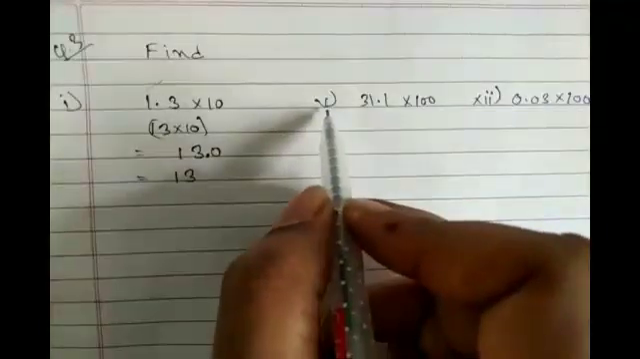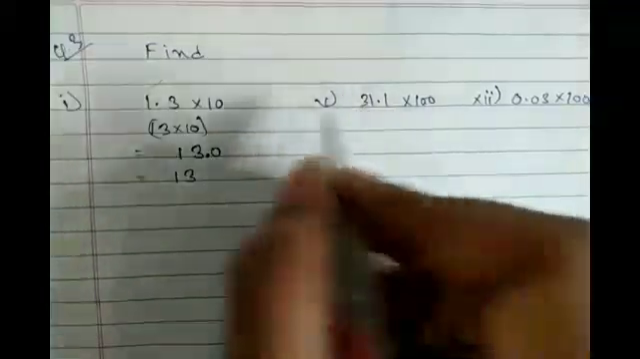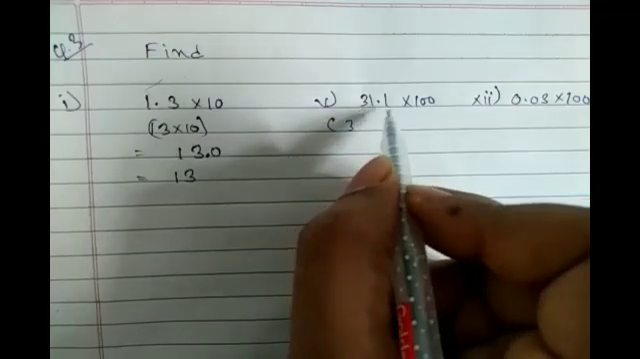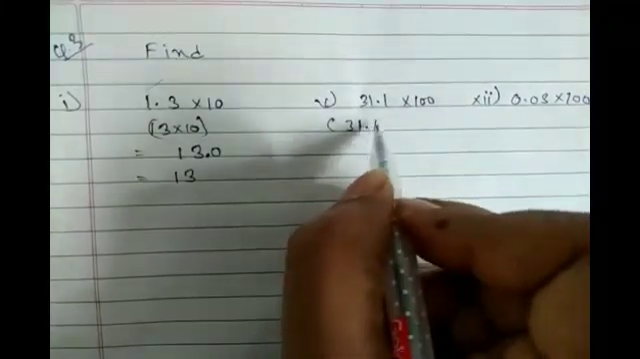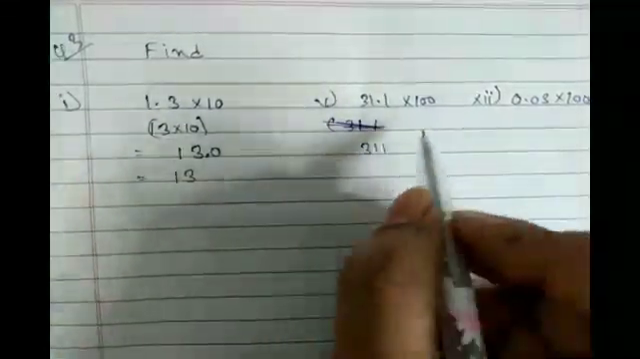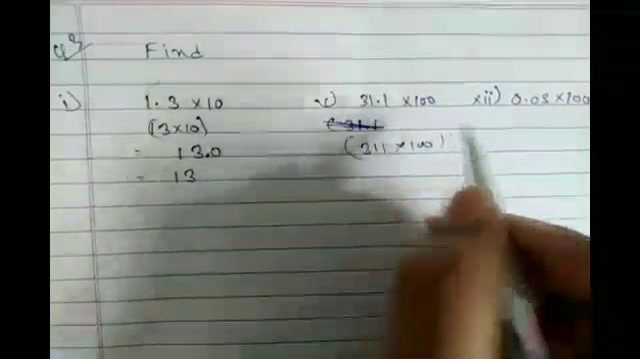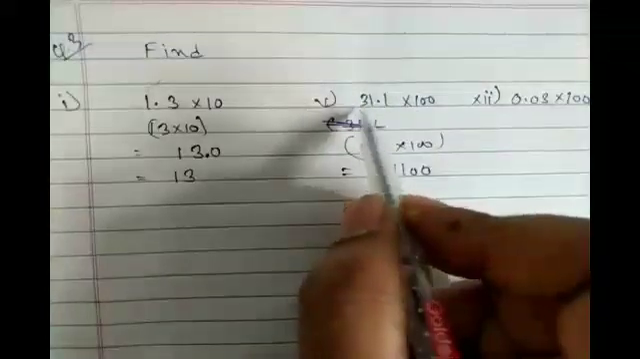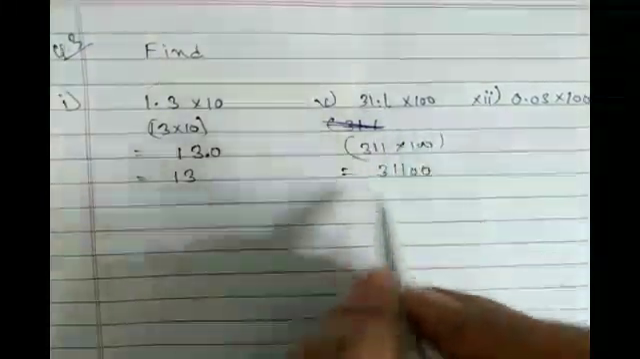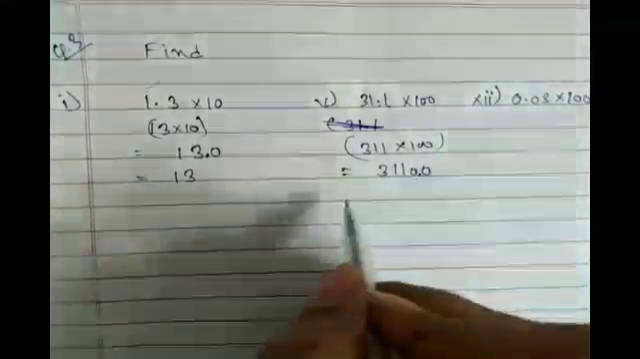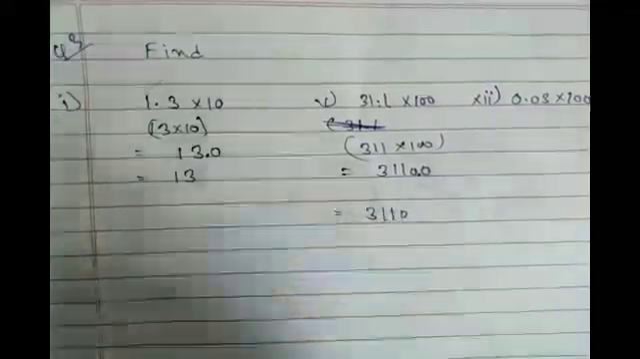Same thing we follow in question number 5. 31.1 into 100. Sorry, 311 into 100 after ignoring the decimal. So we get here 31100. Now in the question there is one digit after the decimal, so in the answer also we keep only one digit after the decimal. So we put the decimal one digit from the back side. So we get the answer 3110.